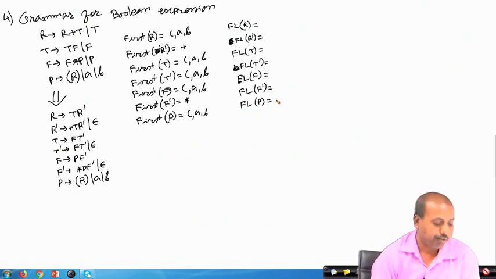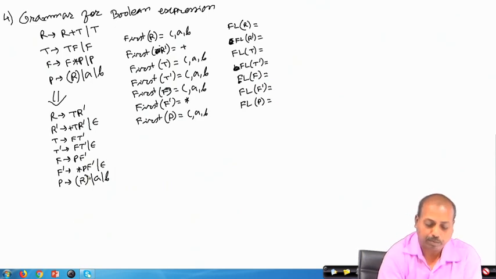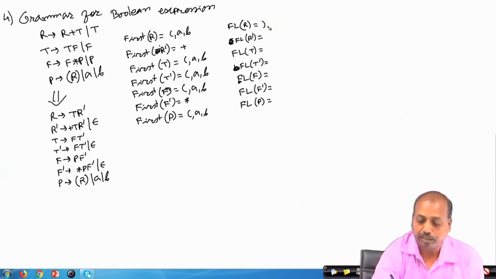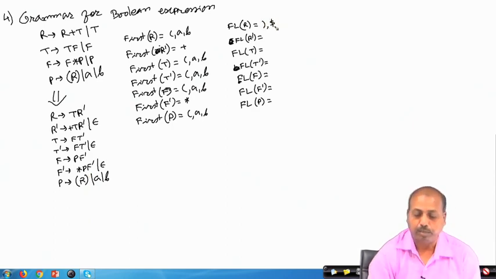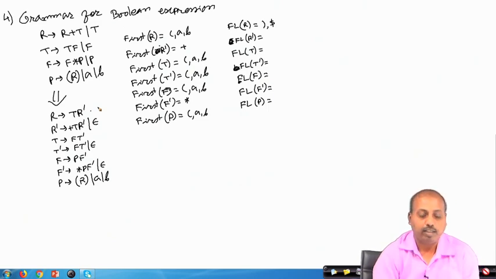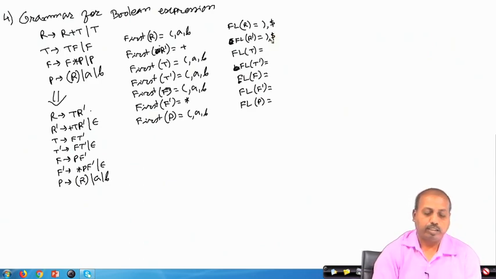Now, follow of R. If you look into the grammar, you see that R may be followed by the close parenthesis, and the dollar, being the start symbol. So, close parenthesis and dollar will come to the follow of R. Now, follow of R dash. If you look into this rule, it says whatever is in follow of R is in follow of R dash. So, this close parenthesis and dollar will be coming here.